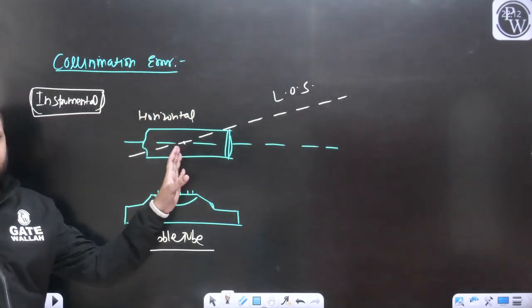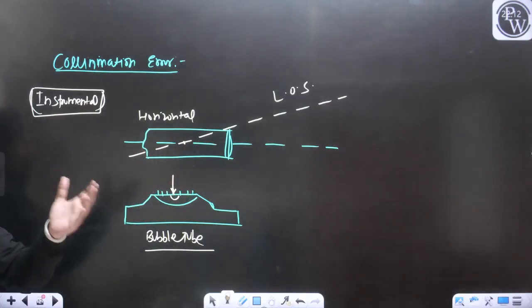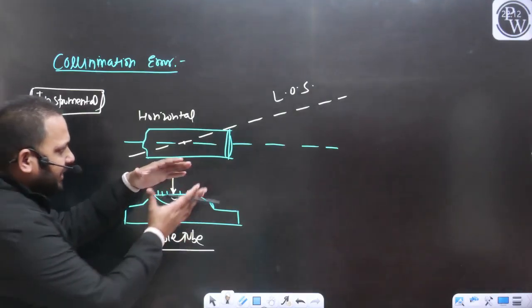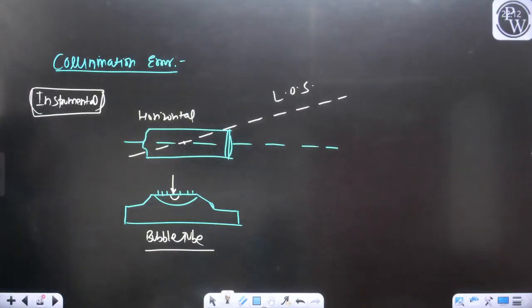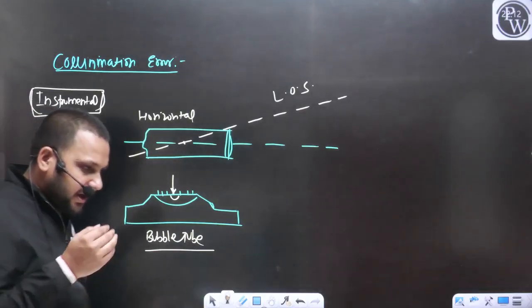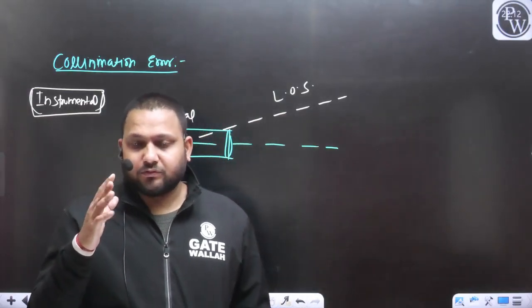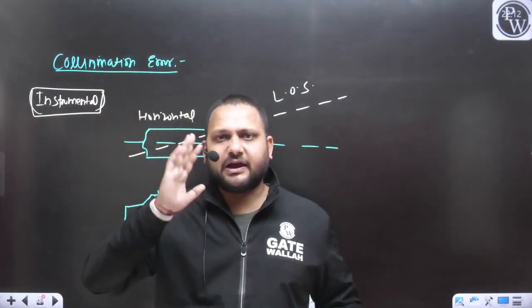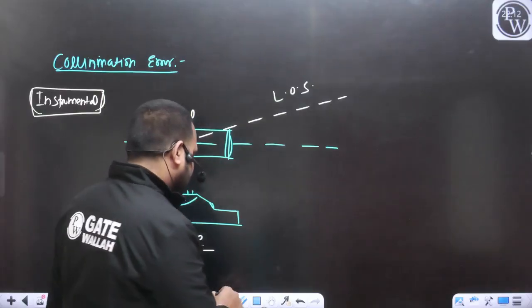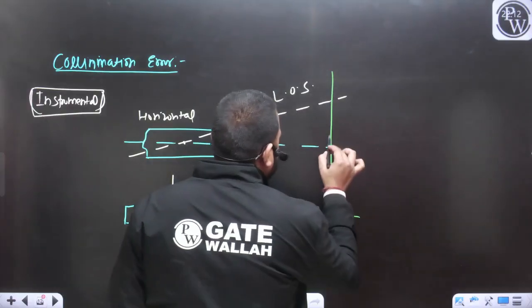Obviously the diagram is not to scale, so this much angle will not be there. Just to provide you the understanding, I have considered the extended version of the diagram. What it means is that we are saying, sir, yes, the bubble is at center. So if the bubble is at center, we are assuming this line of sight is perfectly horizontal, and if this line of sight is perfectly horizontal, we are taking the reading on the staff.